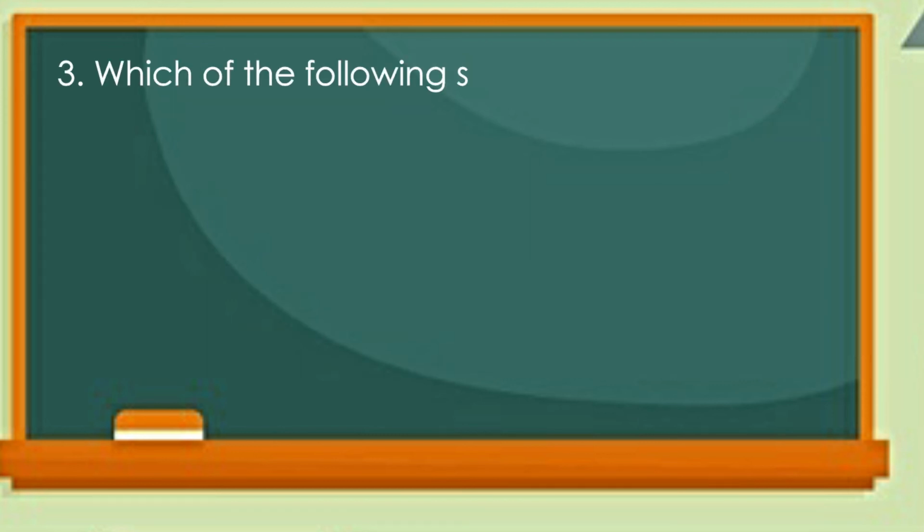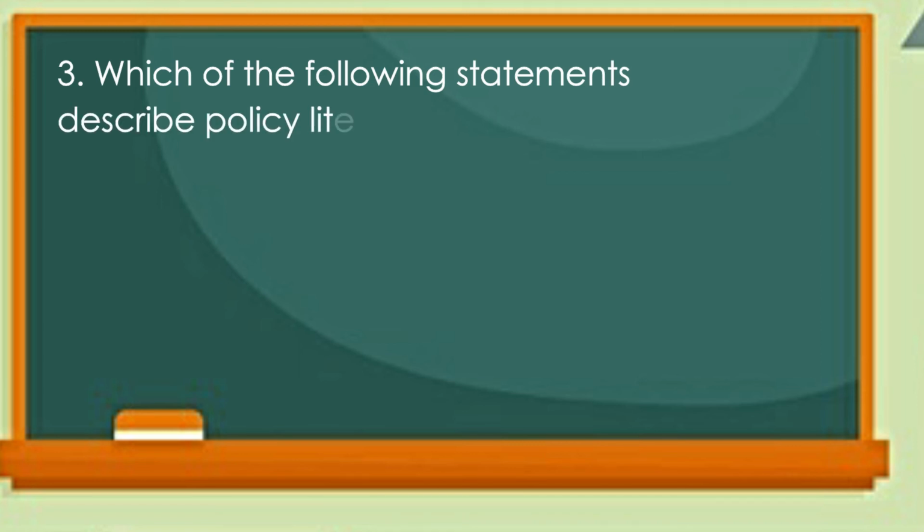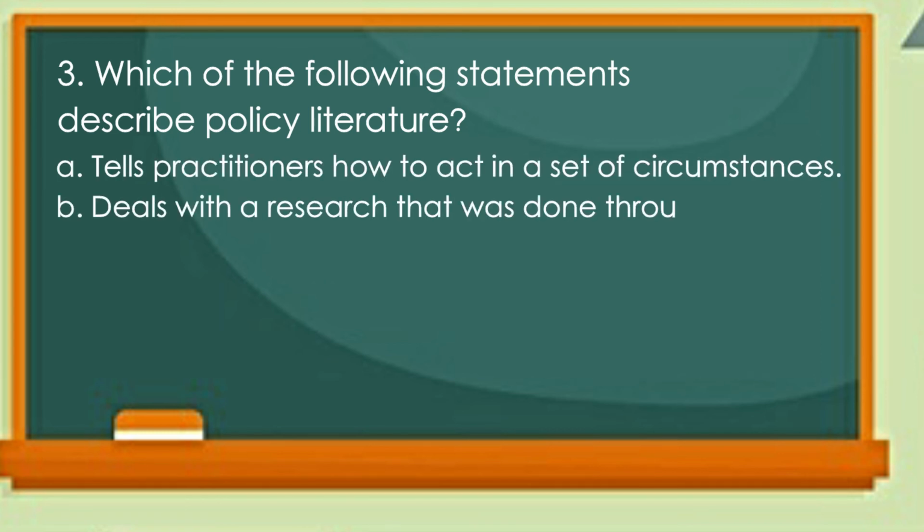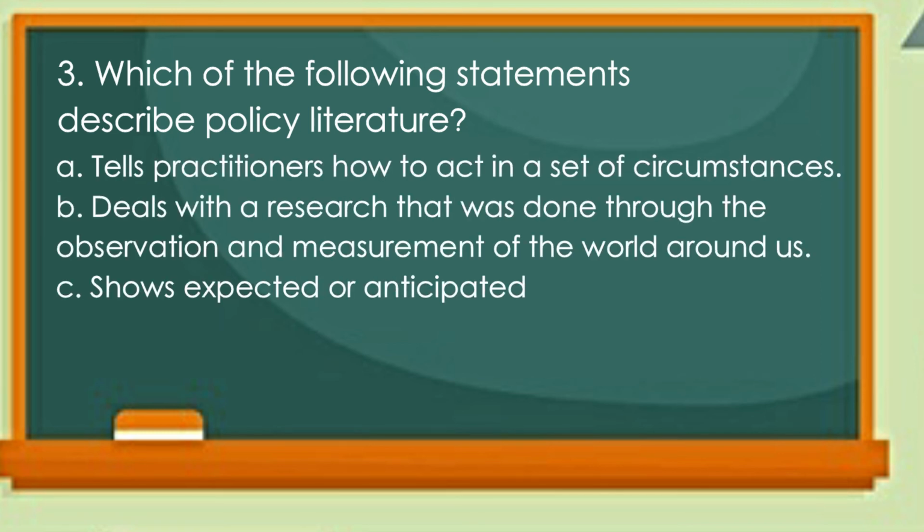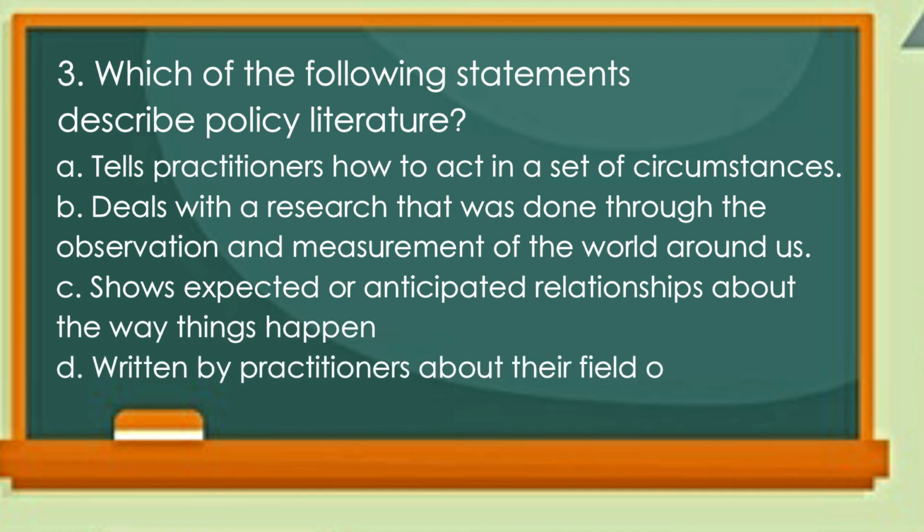Number 3. Which of the following statements describe policy literature? A. Tells practitioners how to act in a set of circumstances. B. Deals with the research that was done through the observation and measurement of the world around us. C. Shows expected or anticipated relationships about the way things happen. Letter D. Written by practitioners about their field of expertise.